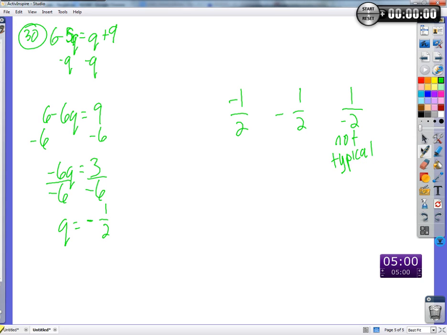Either one of these is what you'll typically see. So the negative out in front of the 1, or negative in front of the whole fraction. It's alright if we wrote it in decimal, right? -0.5. No, okay.